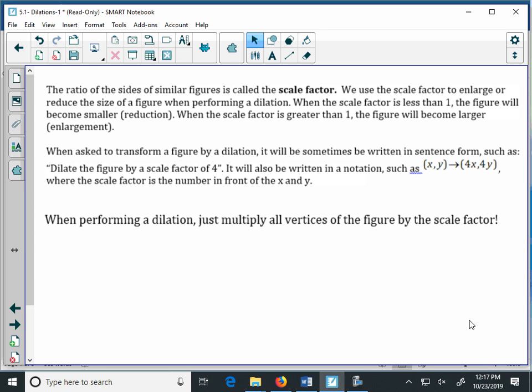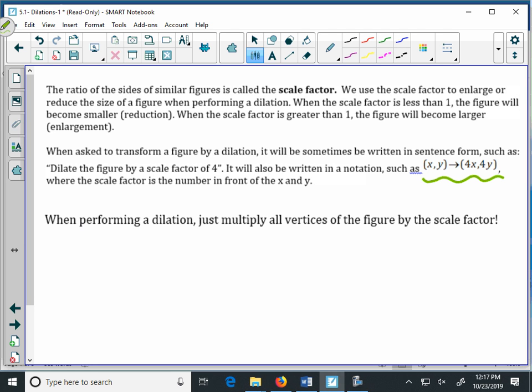When asked to transform a figure by dilation, it will sometimes be written in sentence form. It will just say, dilate this figure by a scale factor of 4. It will say something like that. Or it's going to be written in this algebraic notation. Okay?